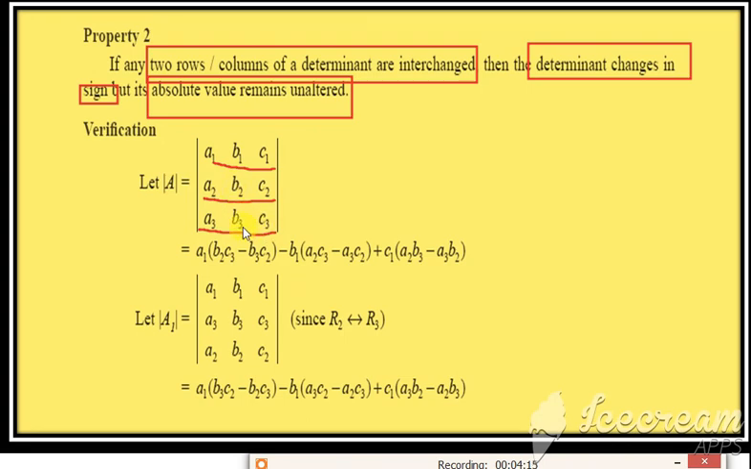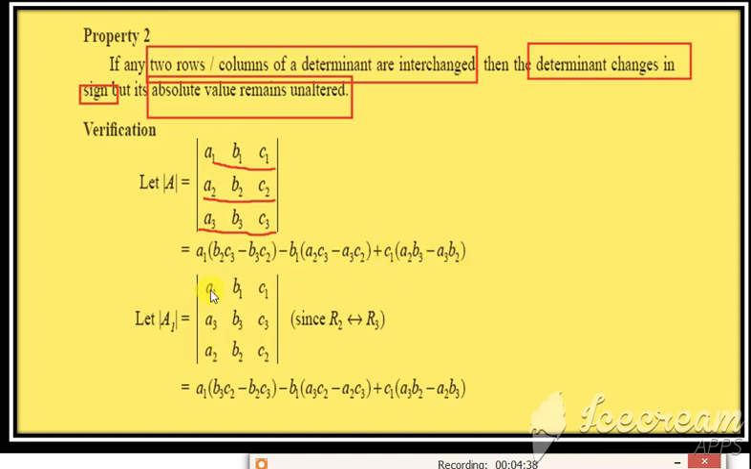Next term, minus B1. I am going to expand this. The column and row will be neglected. The remaining terms are A2 C3 minus A3 C2. Next, C1. I am going to expand this. Column and row will be neglected. Remaining terms A2 B3 minus A3 B2. I wrote A3 B2 here. So this is the determinant of A.